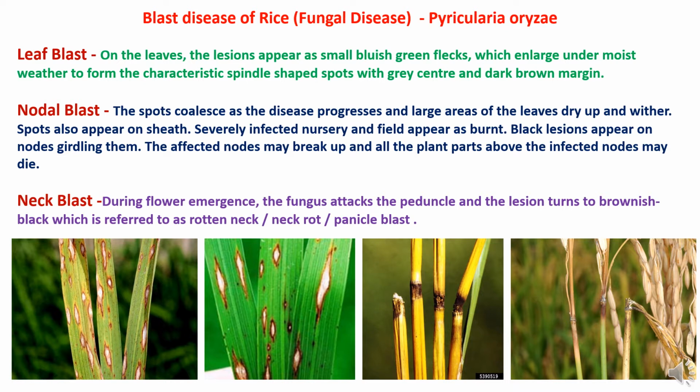Severely infected nursery and field appear as burned. In case of nodal blast, black lesions appear on nodes, girdling them. The affected nodes may break and all the plant parts above the infected nodes may die. In case of neck blast, during flower emergence, the fungus attacks the peduncle and the lesions turn brownish black, which is referred to as rotten neck or neck rot or panicle blast.